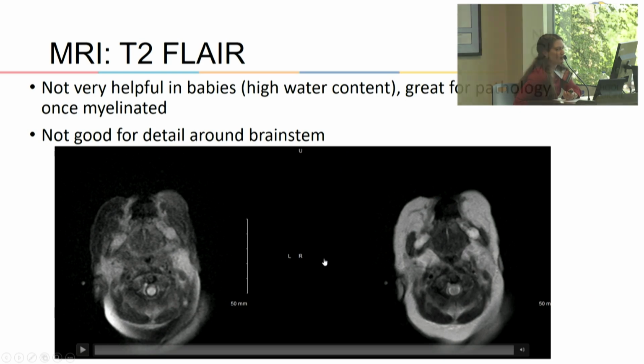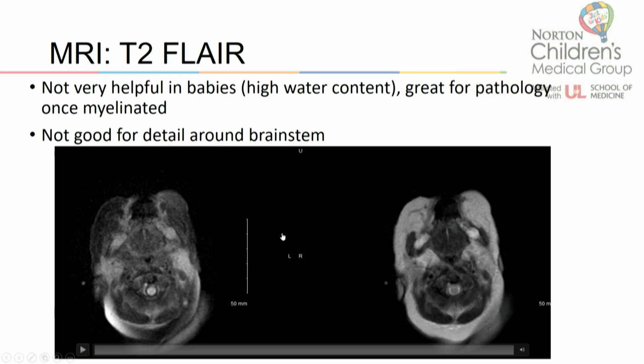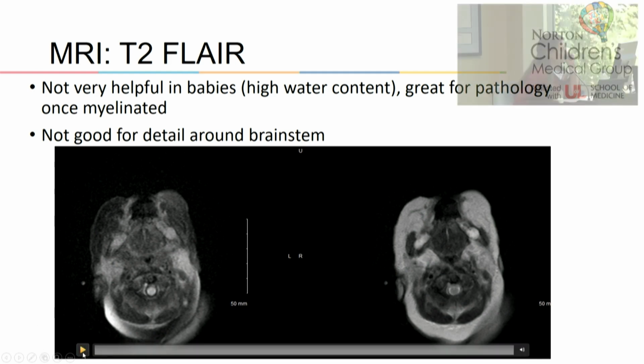So T2 FLAIR we love in older kids. FLAIR is basically fluid attenuation inversion recovery, something like that. But it cancels out the CSF signal. So the idea is that you can see pathology around the ventricles better. It just makes things easier to see.